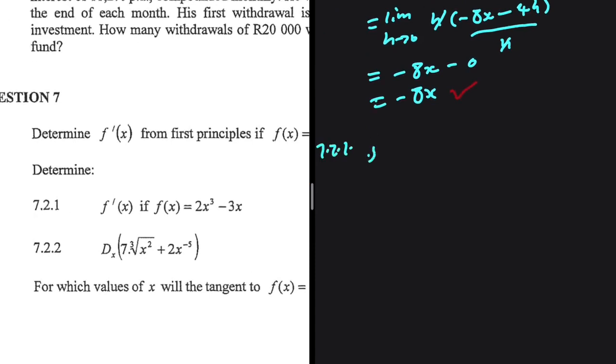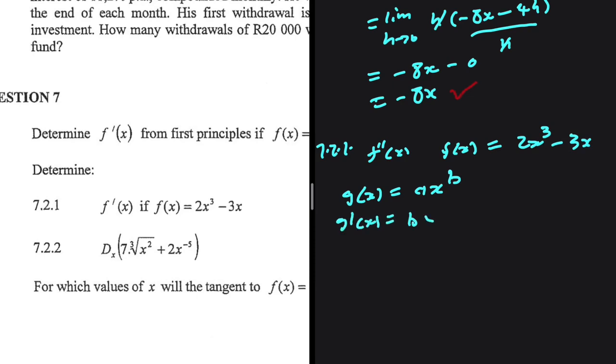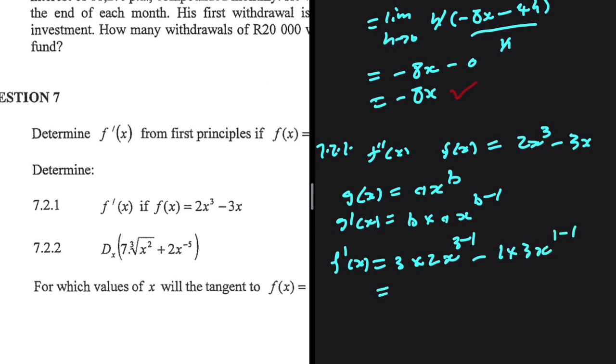7.2.1, we're supposed to determine f prime of x if f of x is equals to 2x to the 3 minus 3x. Out of 2 marks, we're just going to use the power rule. The power rule states that if we have some g of x, which is equals to ax to the b, then g prime of x will just be equals to b multiplied by ax to the b minus 1. If we go ahead and apply this same idea on f of x, we're going to have 3 multiplied by 2 multiplied by x to the power 3 minus 1, minus 1 multiplied by 3 x to the power 1 minus 1. So f prime of x will be equals to 3 multiplied by 2, that is 6. So we have 6x squared minus 1 multiplied by 3, that is 3.